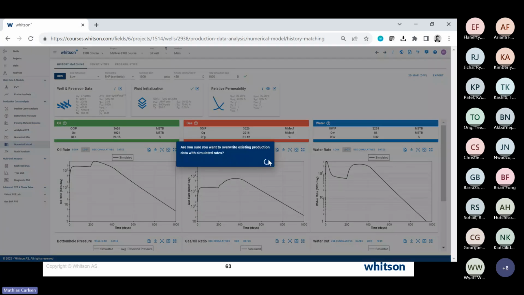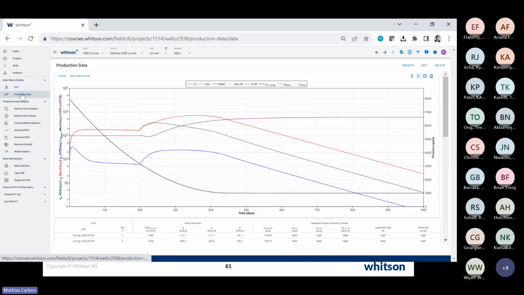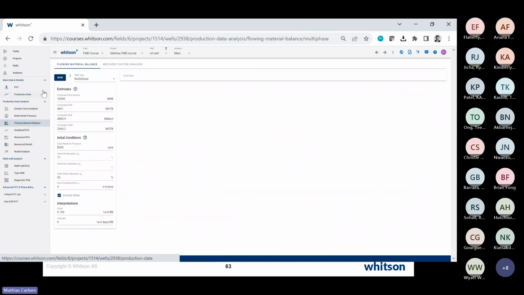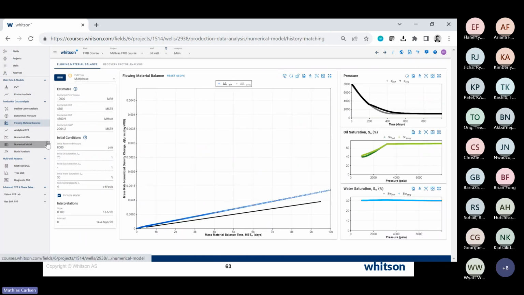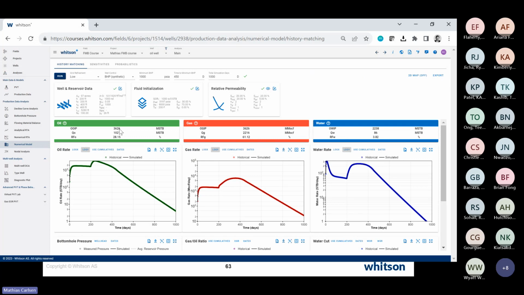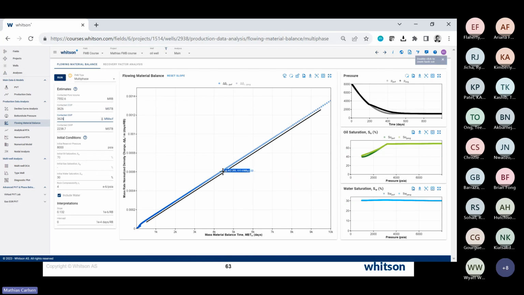If I click export, and then say set historical data equal to simulated data, I upload the simulated data as production data. We can pretend that this is the production data for this well right here. Then I can go in and run the multiphase FMB, and check whether the multiphase FMB is actually giving me the correct pore volume. I can take this pore volume here, 3.6, type that in here, and I see it's a perfect overlap in terms of the slope on my data set, exactly the same slope.